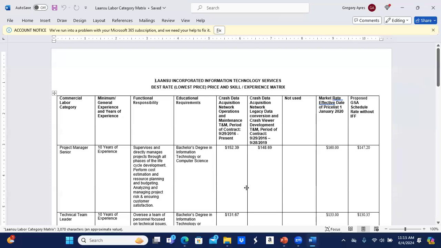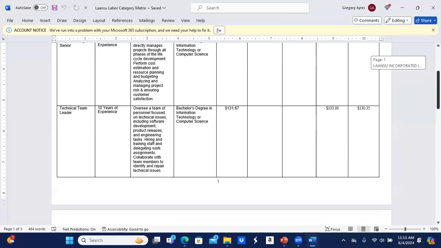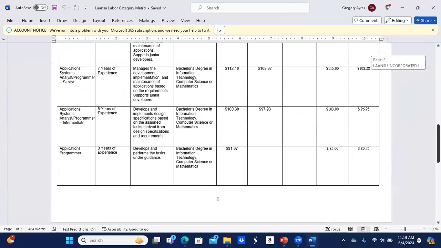This is what a labor category matrix looks like. So you're taking each individual labor category, their years of experience, responsibilities, education, what you charged on that particular contract, what you charged on the other one, the market rate, and then you basically say, okay, what's your proposed rate without the industrial funding fee for GSA? And these have to be done for every labor category. So there's a lot of them.